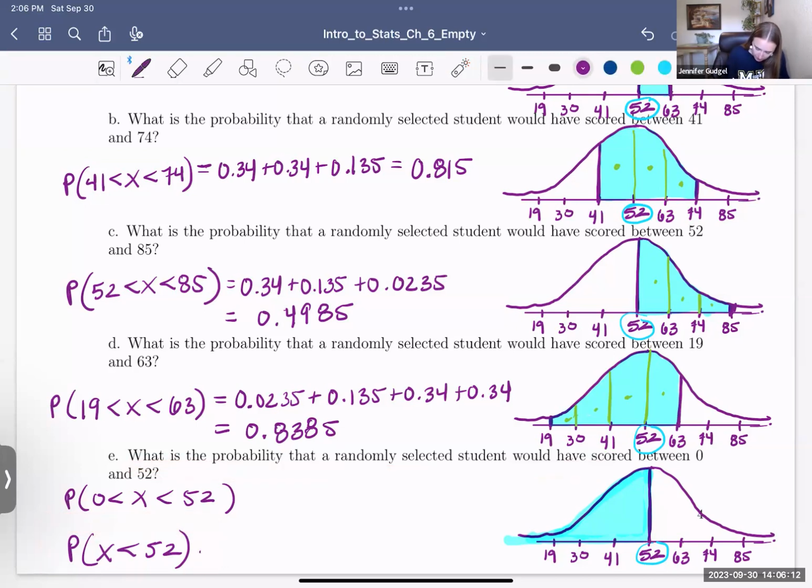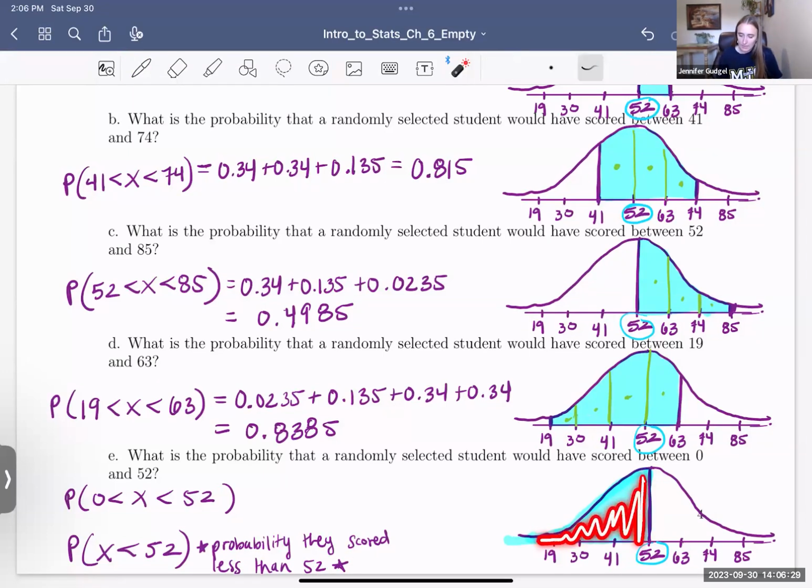This is the probability they scored less than 52. But the calculation is the exact same because we are looking at everything less than 52. So I kind of wanted to add that in there just to give you a little extra piece and a different situation. It doesn't always have to be between. You can do completely less than or completely greater than. You just have to make sure you include that little tail at the very, very end because there is a little bit of probability there.